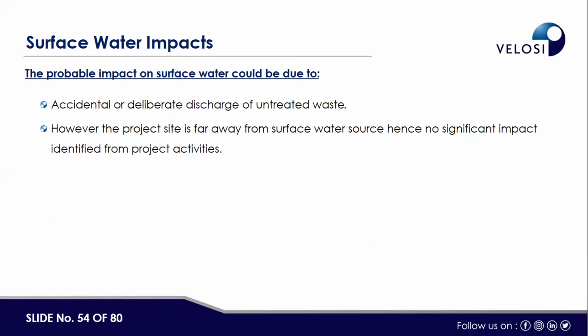Then the surface water impact: accidental or deliberate discharge of untreated waste. There was one question about the difference between the offshore EMP and the onshore EMP. This project was onshore. That's why there is no such surface impact that we have identified in this project. But definitely for offshore, there will be some surface water or marine water impacts.